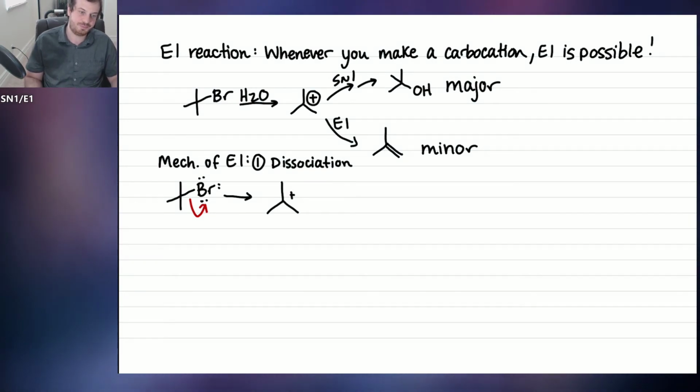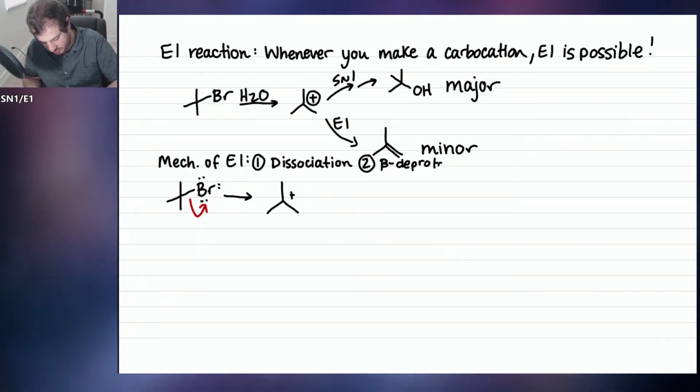Looks like that. And now the second step of the E1 reaction is beta deprotonation. So let's draw in one of the beta hydrogens. There's lots of beta hydrogens in this molecule. I'm just drawing in one of them, the hydrogen that's on a carbon that's next to the double bond.